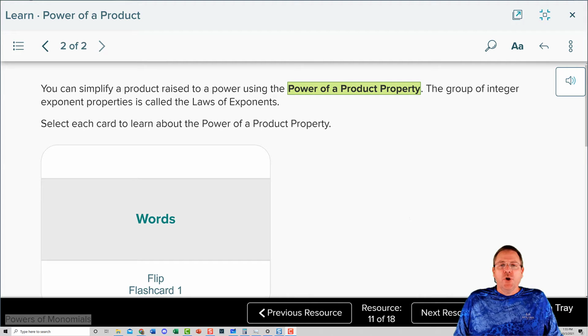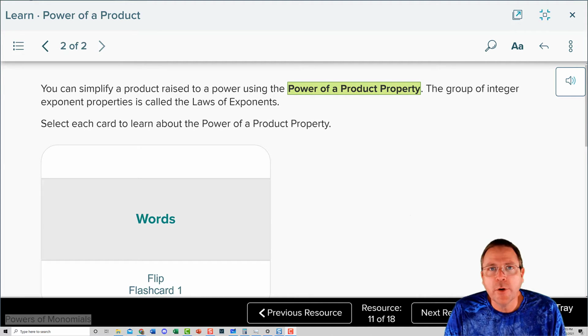Welcome back to part 2 of Powers of Monomials. This is chapter 4, lesson 3.